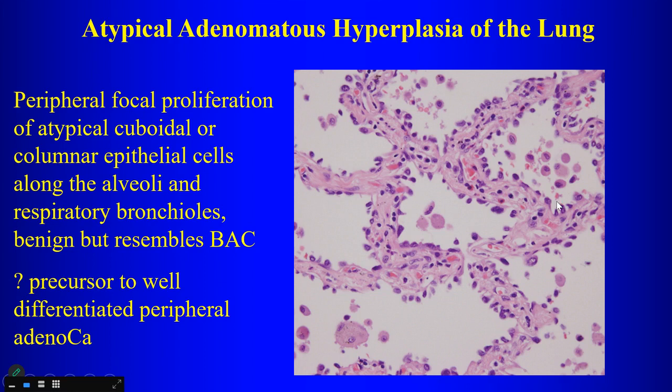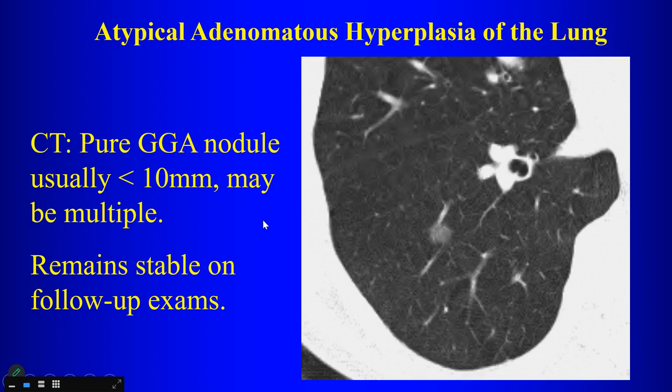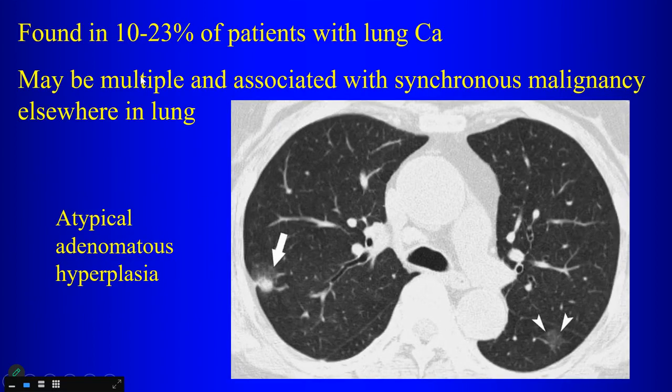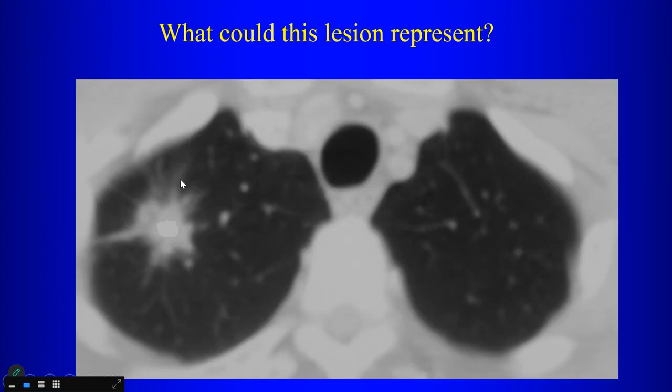So these are atypical proliferation of cuboidal or columnar epithelial cells along the alveoli. They tend not to grow, so on follow-up CTs, they usually remain stable. So they don't transform into cancer, but they can be a marker that the patient is at increased risk, or we may find these in patients with lung cancer. So it's found in 10 to 23% of patients with lung cancer, maybe multiple, can be associated with synchronous malignancies elsewhere in the lung, atypical adenomatous hyperplasia, usually small ground glass attenuation nodule.